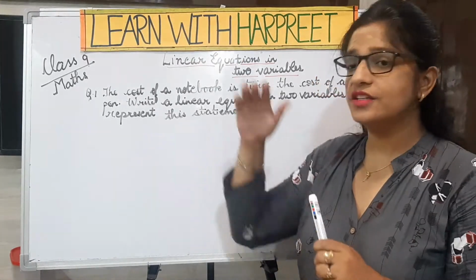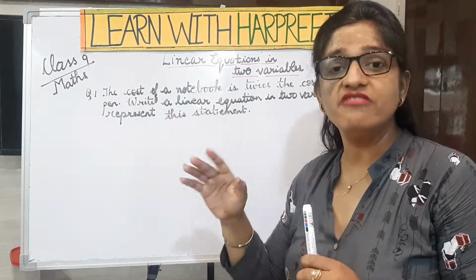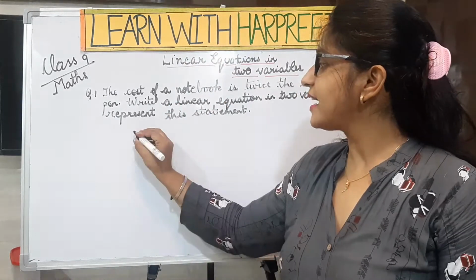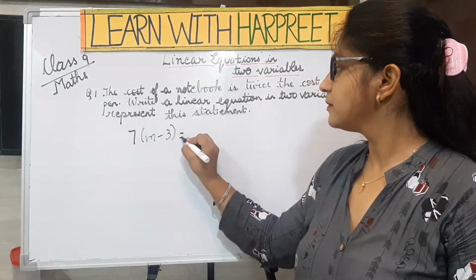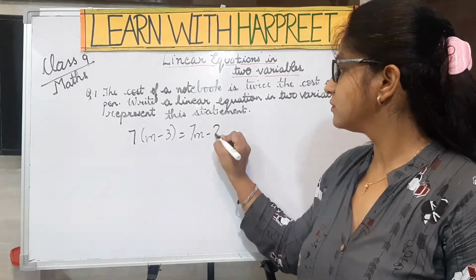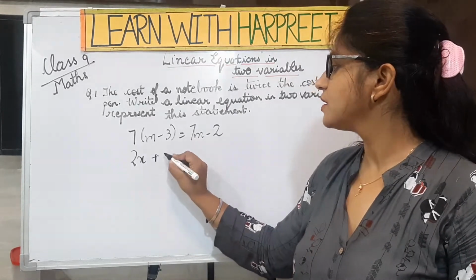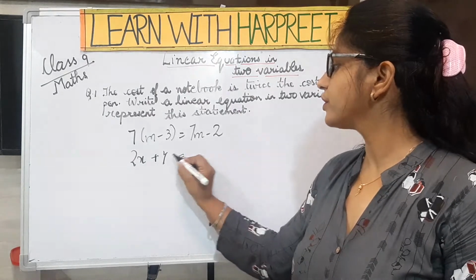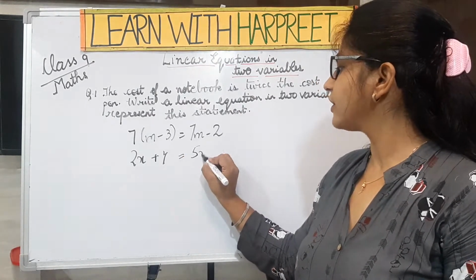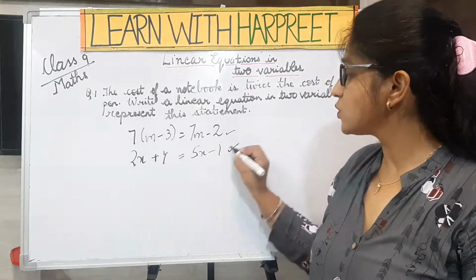In class 8, you learned what a linear equation is, and linear equations in one variable. Do you understand what one variable means? One variable means something like this. Something like this, which is in one variable. So sometimes 2x plus 4 is equal to 5x minus 1. Something like this, where there is only one variable.